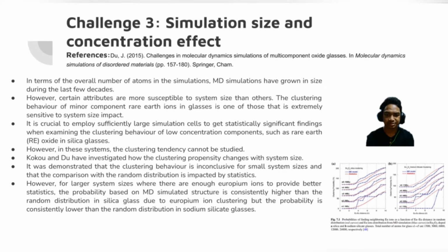But in this system, the clustering tendency cannot be studied. According to Cuckoo and Do, who have investigated this, as we can see in the graph, the clustering behavior for small sizes is inconclusive. For the largest system size, however, they can provide better statistics, and the probability based on the molecular dynamic structure is consistently high for the random distribution in silica glass. However, in the sodium silicate glasses, the probability is lower.